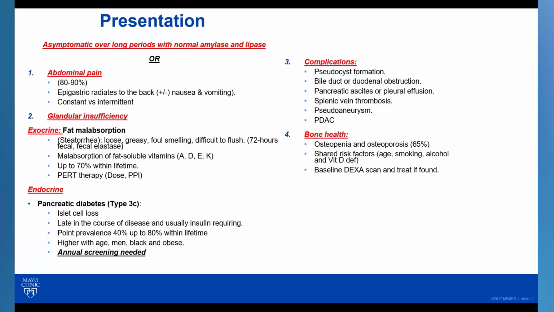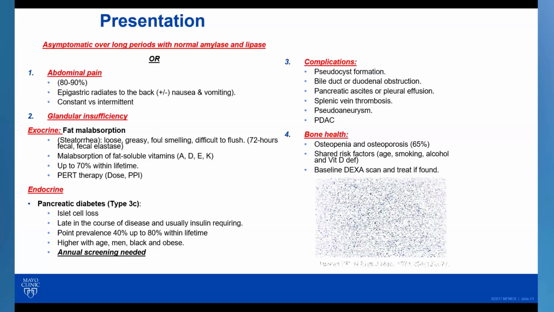Additionally, this disease entity also is correlated with bone health. So osteopenia and osteoporosis can be seen in up to 50% of patients with chronic pancreatitis, and that's typically more common in individuals who are older, smokers, and alcoholics. So in this case, we would need a baseline DEXA scan to identify the disease state or the complication and treat it adequately at the right time.